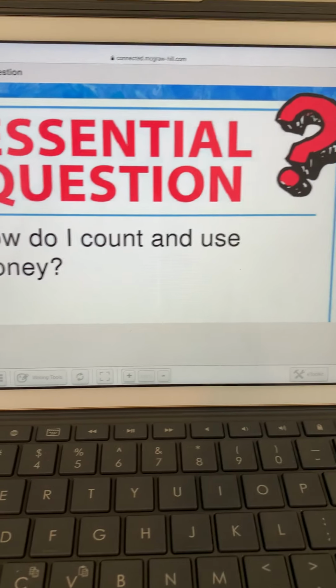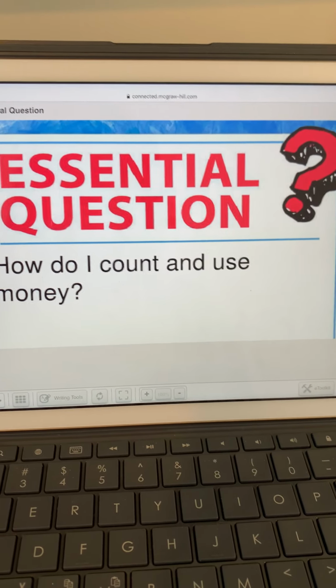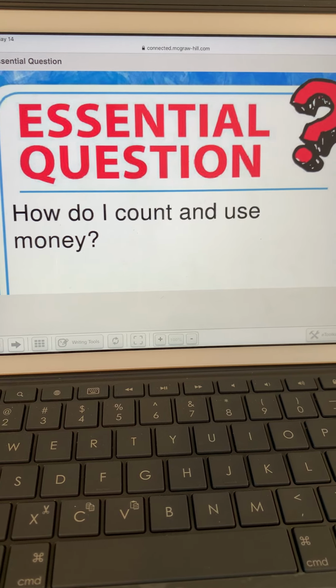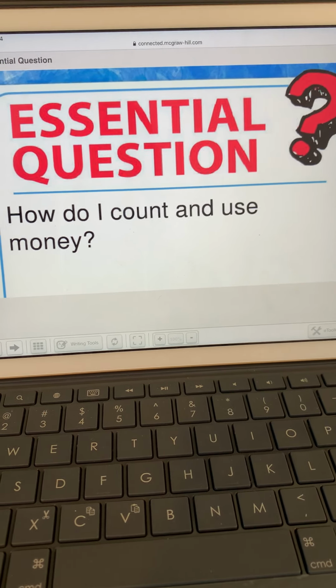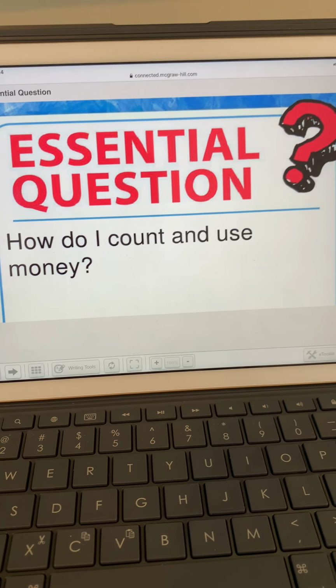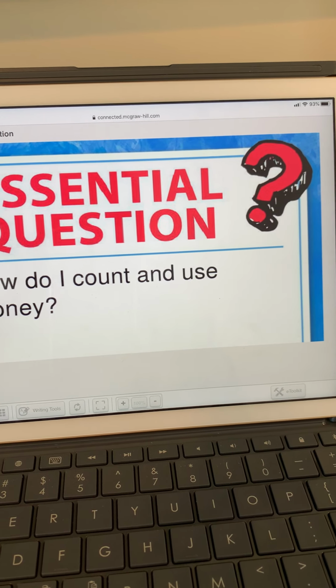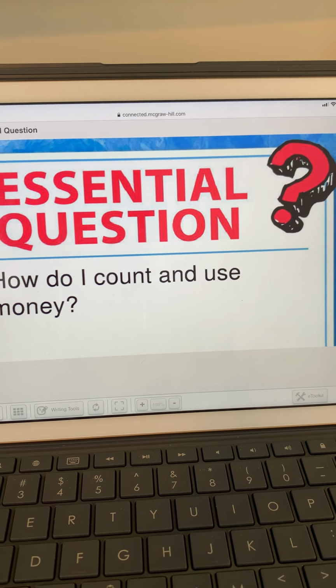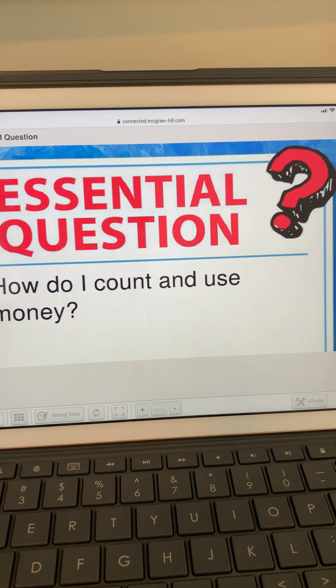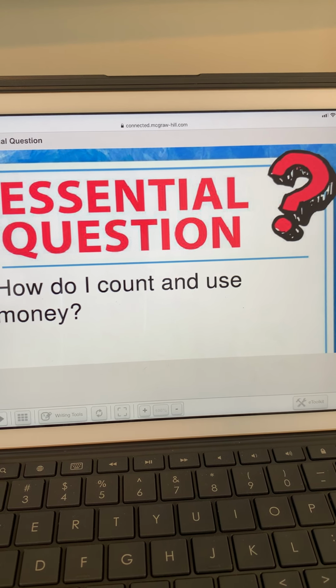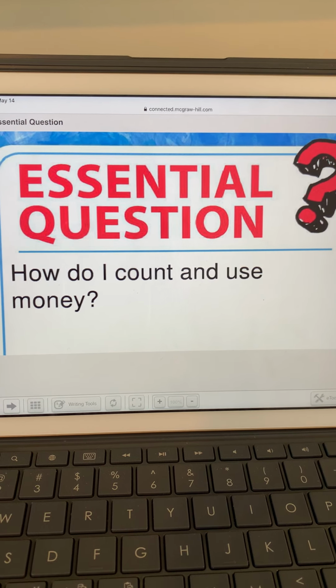Let's go over our essential question. This was one of our questions for last week, and we're going to continue with it. It says, how do I count and use money? Remember, we count money by starting to sort out our coins by size and value. Put all your quarters together, all your dimes together, all your nickels, and all of your pennies.